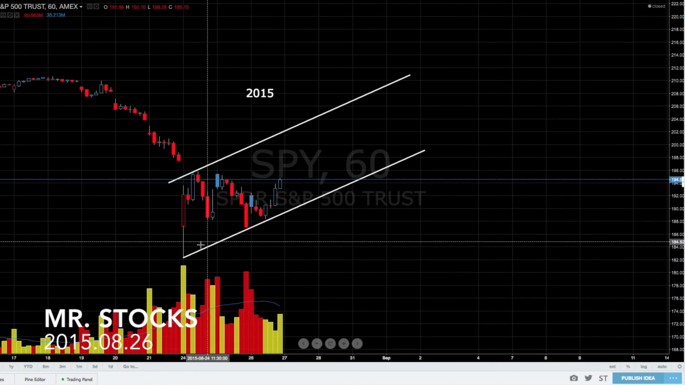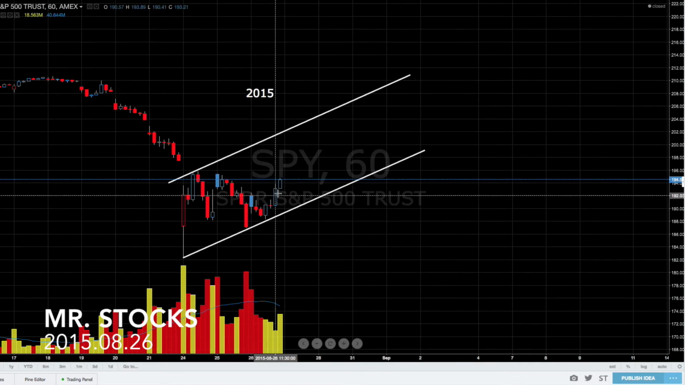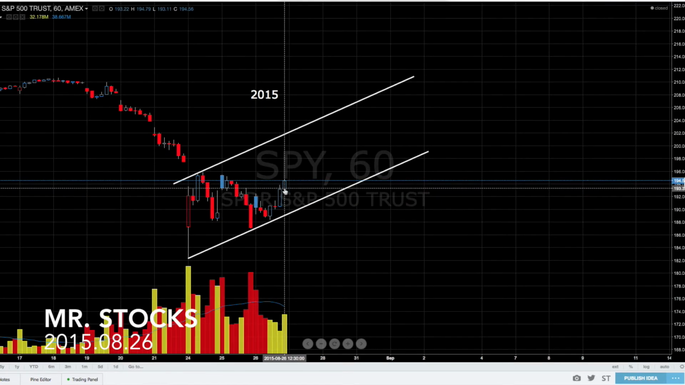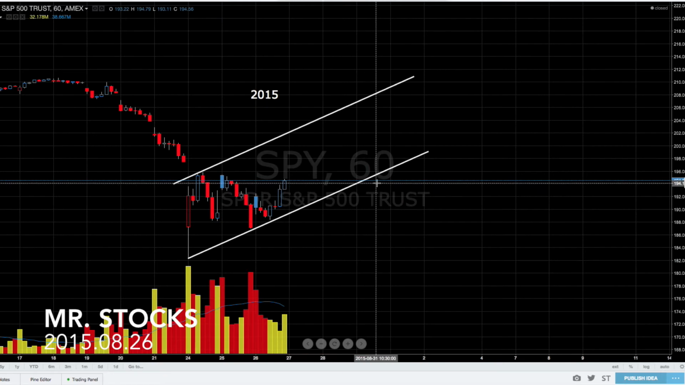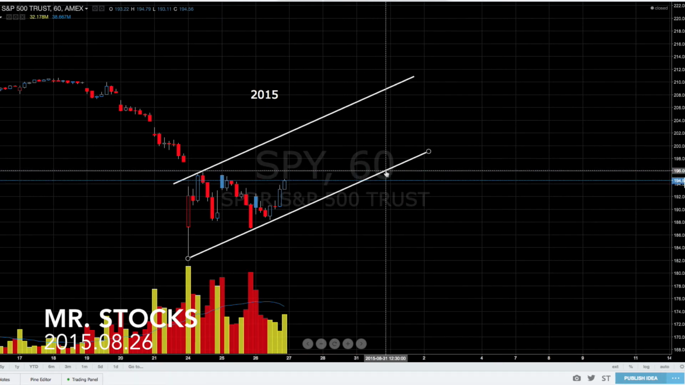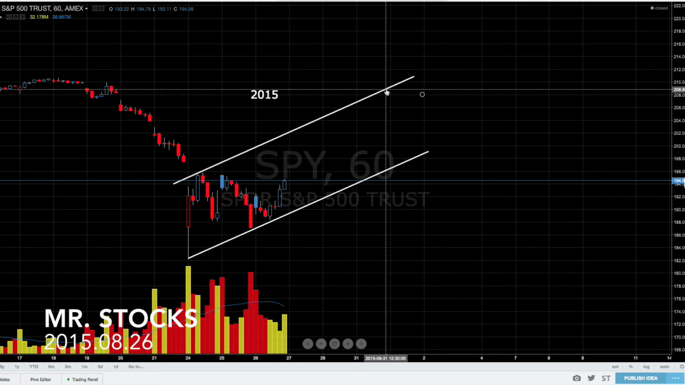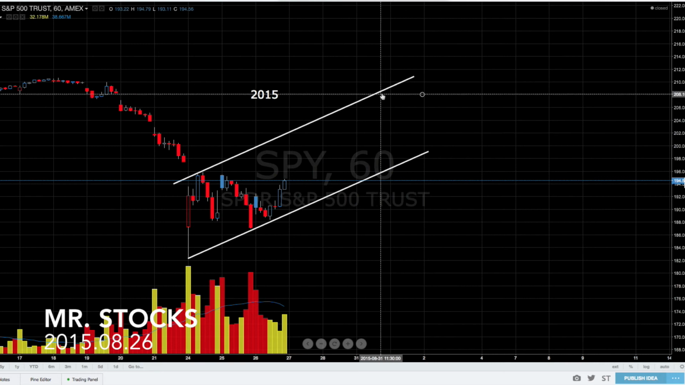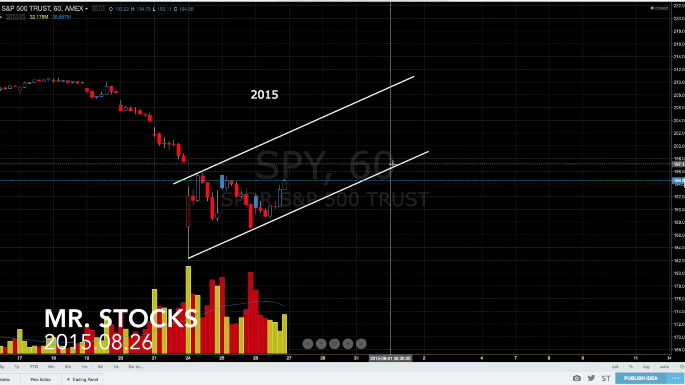If we take a look at the hourly chart of the SPY currently, and I mentioned this in a post, we are currently in an uptrending channel. We can use this channel to project that by the close of August 31st, 2015, we would expect the price to be between 196 and 208.84, so almost 209. So it's very possible if this channel holds, we could close at 209 or 196.